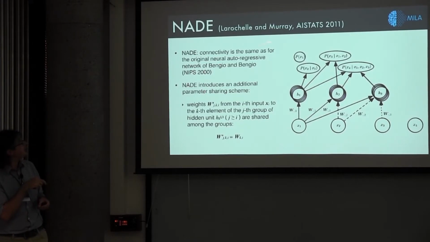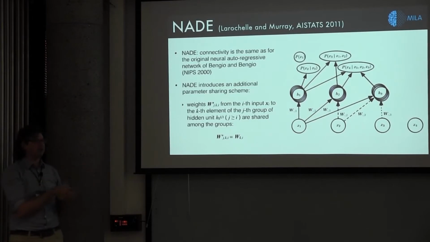So this is a work by Hugo Larochelle and Ian Murray. And what they do is, again, we're imposing an ordering over our x's here. So we have x1, x2, x3, x4. This is the ordering in which these will be processed. And then we're going to use a neural net to encode the conditional probabilities here. So we're just using a neural net, and the output of the neural net is the probability for that component.